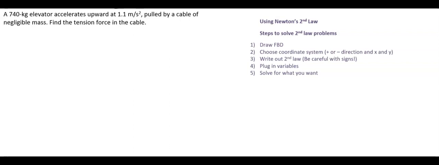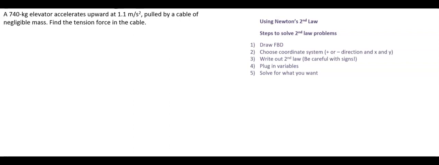So again, we're going to follow exact same steps. Let's read the problem first. So a 740 kilogram elevator accelerates upward at 1.1 meters per second squared, pulled by a cable of negligible mass. Find the tension force in the cable. Okay, so first thing we do is draw a free body diagram. Again, do it yourself and then check back in.